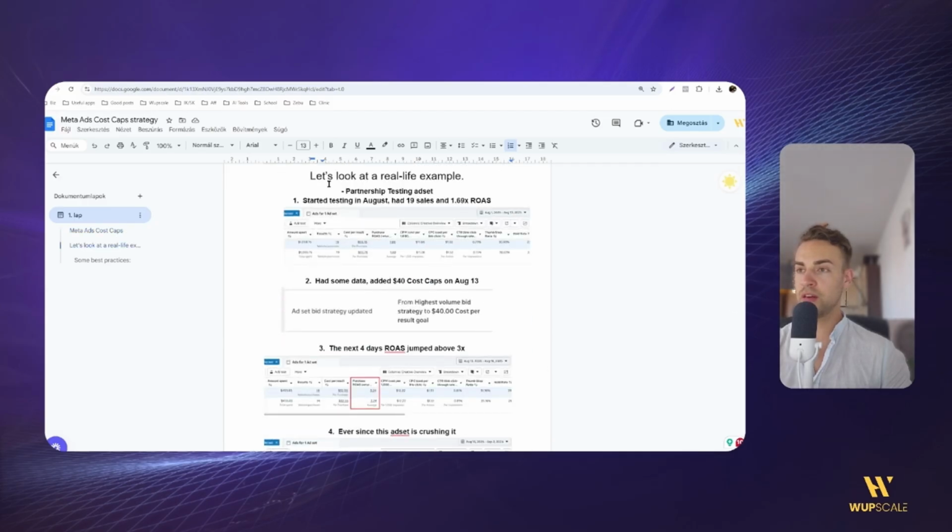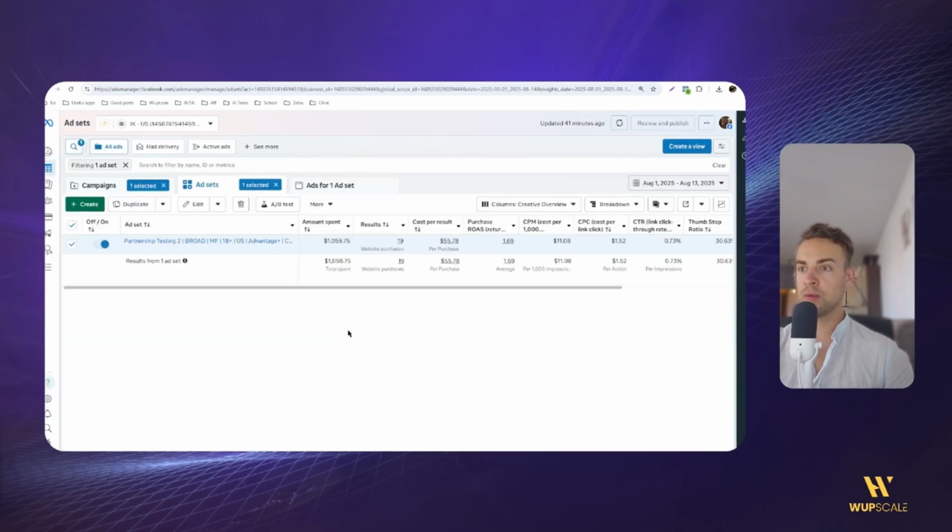Next, let's look at a real-time example. I'm not going to walk you through this because this document is going to be shared in the classroom in my paid Skool community. Instead, I'm just going to look at the ad account and then tell you what happened exactly. So this is a partnership testing.